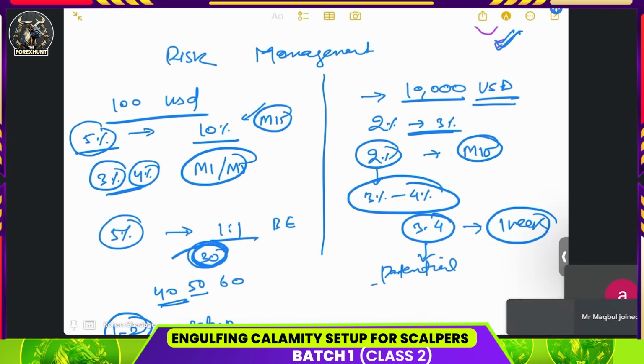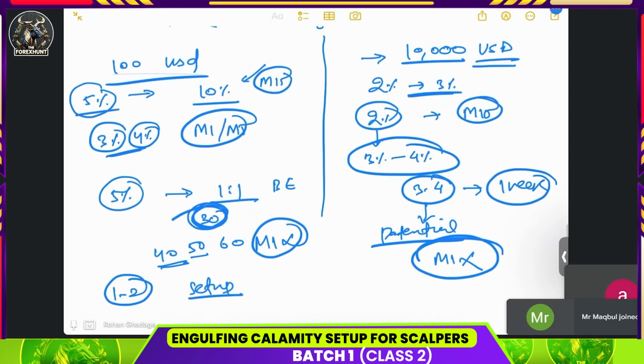And if you have a funded account, don't use M1. Even if you have a real account, don't use M1 right now because you are still practicing. Just monitor it and try to take the trade. And you must watch the ABC video. I will share it in the group.